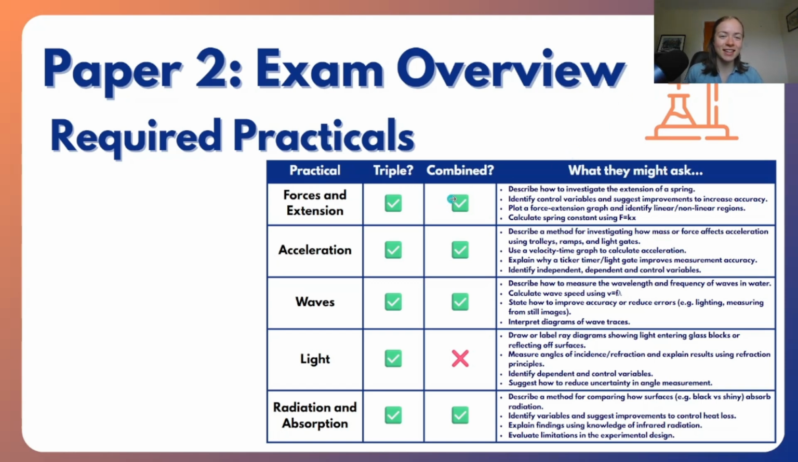So forces and extension: they could ask you to describe how to investigate the extension of a spring, identify the control variables and suggest improvements to increase accuracy. They could ask you to plot a force extension graph given some results that you've been provided with, and potentially identify either linear or non-linear regions. And they could also ask you to calculate the spring constant using the equation, which you'll have on your physics equation sheet, using some results that you've been given.